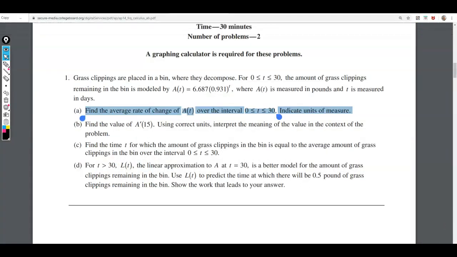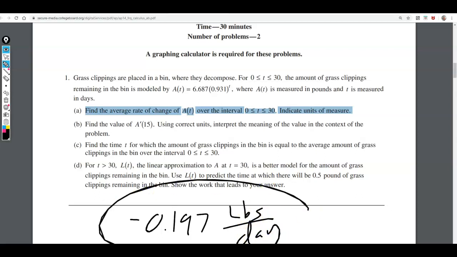And that's all they need. They didn't ask for an interpretation this time. So my answer will be negative 0.197 pounds per day. Okay. And so that's the end of our little FRQ practice.